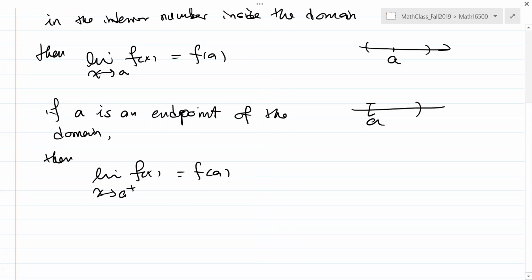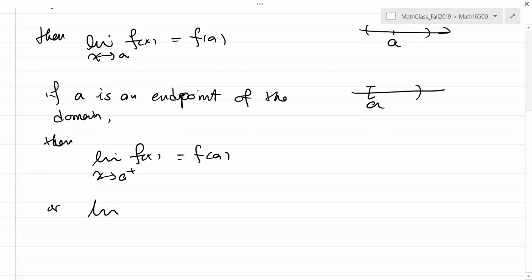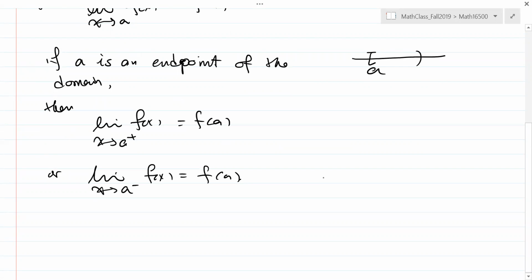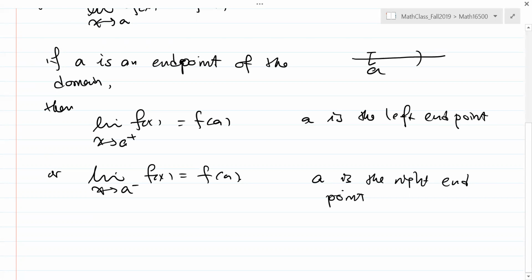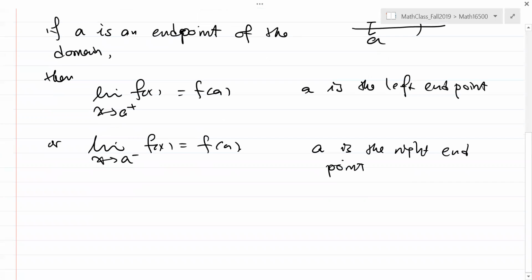If a is the left endpoint, then this will be the right-hand limit, x approaches a from the right-hand side. So it depends on the location of the endpoint. If a is a right endpoint, then x approaches it from the left side. And in this case, a is the left endpoint of the domain. All right, so let's take a look at the example.